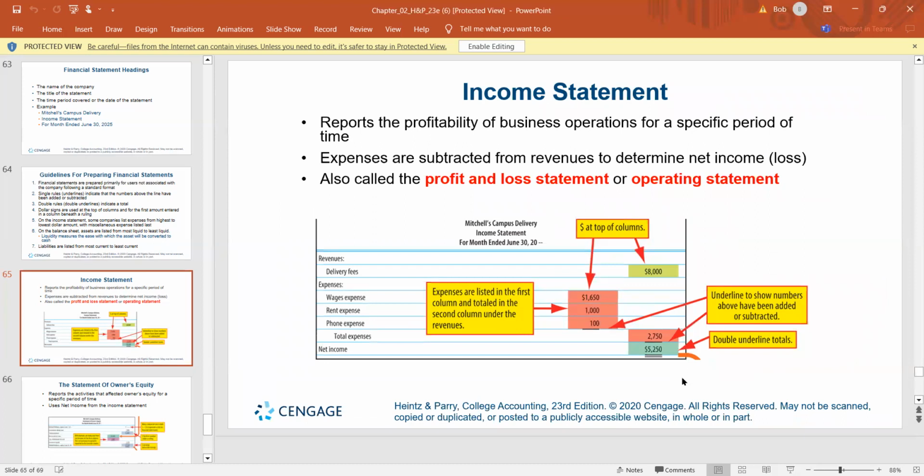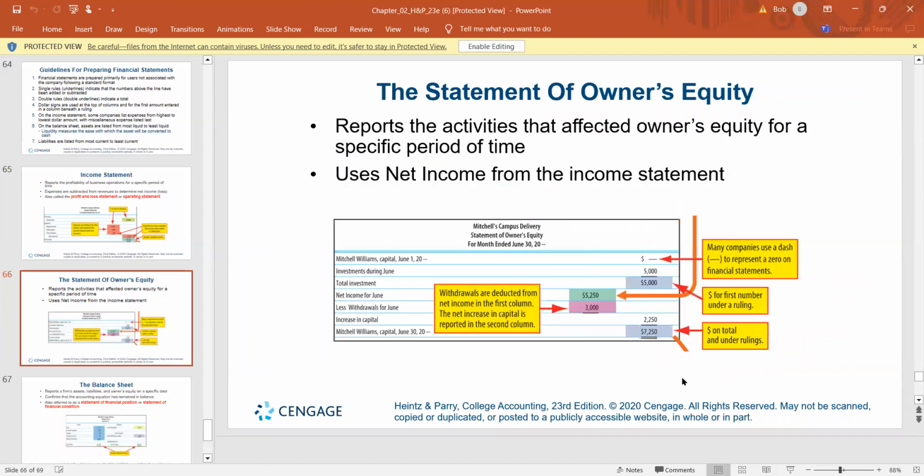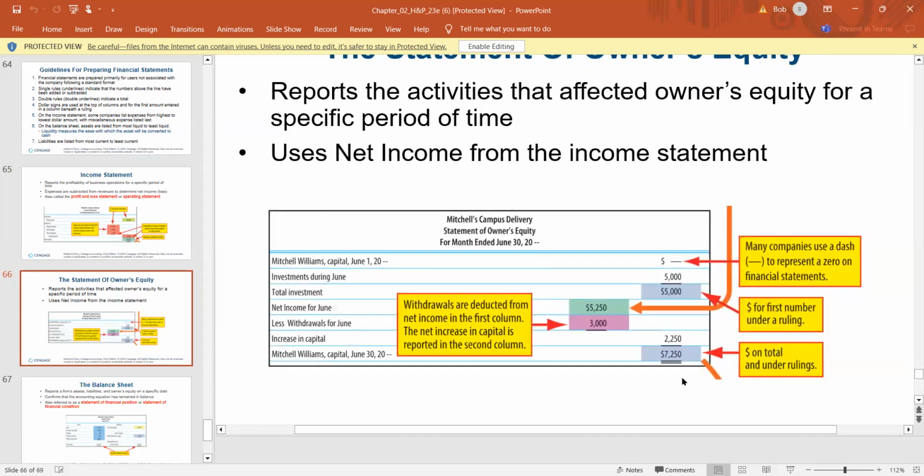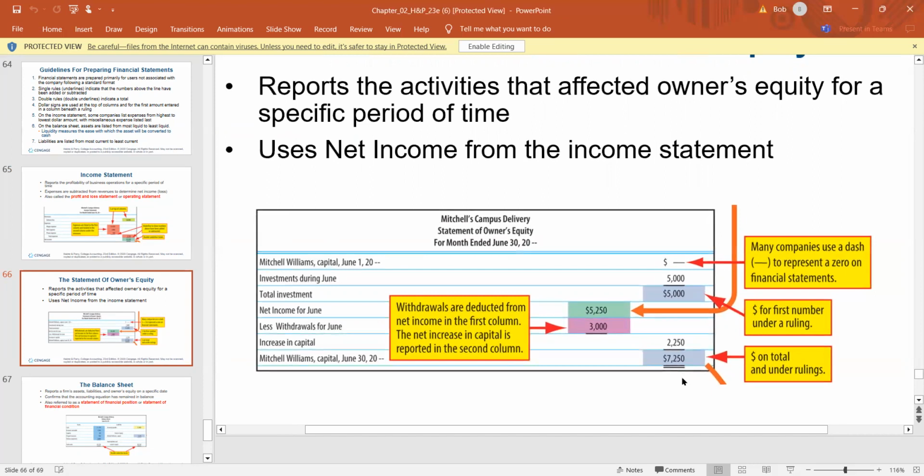So you do the income statement first to get the income. Now you're ready to do the statement of owner's equity. It reports the activities that affect the owner's equity for the month. You're going to take the net income from the income statement and put it into this report. Students tend to get a little nervous at this statement, but it's not that tough if you break it down. It's going to be beginning equity, which is 5,000, plus net income minus withdrawals equals the ending. That's not so tough, huh?